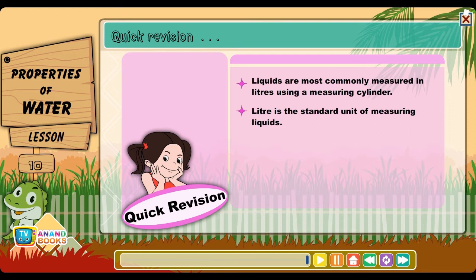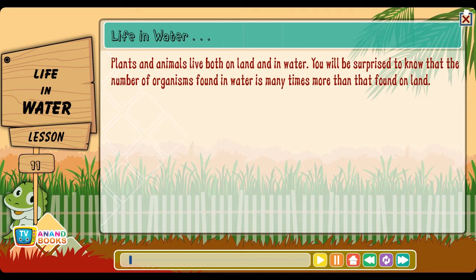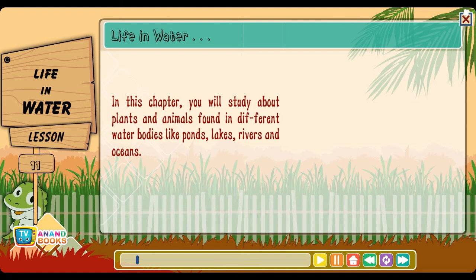Lesson 11. Life in water. Plants and animals live both on land and in water. You will be surprised to know that the number of organisms found in water is many times more than that found on land. In this chapter, you will study about plants and animals found in different water bodies like ponds, lakes, rivers, and oceans.